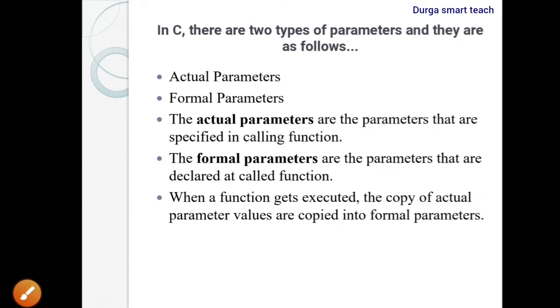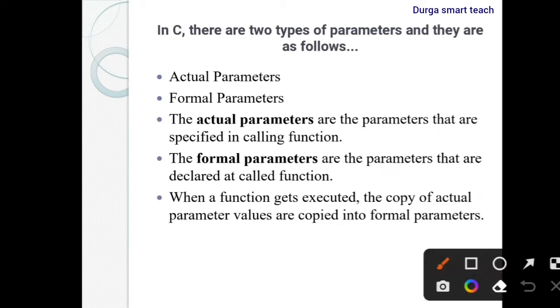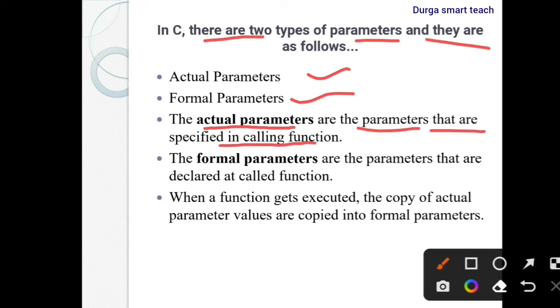In a C program there are two types of parameters: actual parameters and formal parameters. Actual parameters are the parameters specified in the calling function. Formal parameters are the parameters declared at the called function. So this is the calling function and this is the called function. These are known as actual parameters, and these are known as formal parameters.